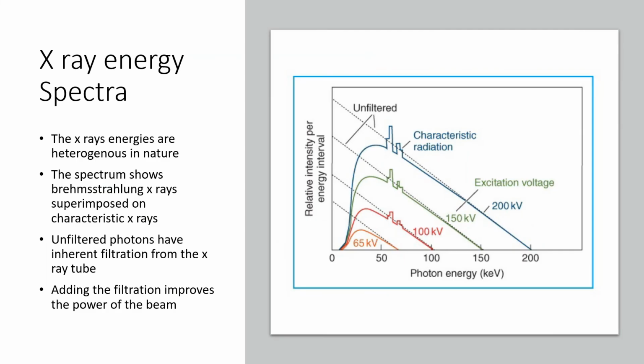Now coming to the X-ray energy spectrum. Practically speaking, X-rays have a lot of energy which is heterogeneous in nature. Some have low energy, some have high energy. If we take the spectrum graph, the Bremsstrahlung X-rays are superimposed on the characteristic radiation. There is a natural filter, that is an inherent filter, when an X-ray is produced freshly from the tube.